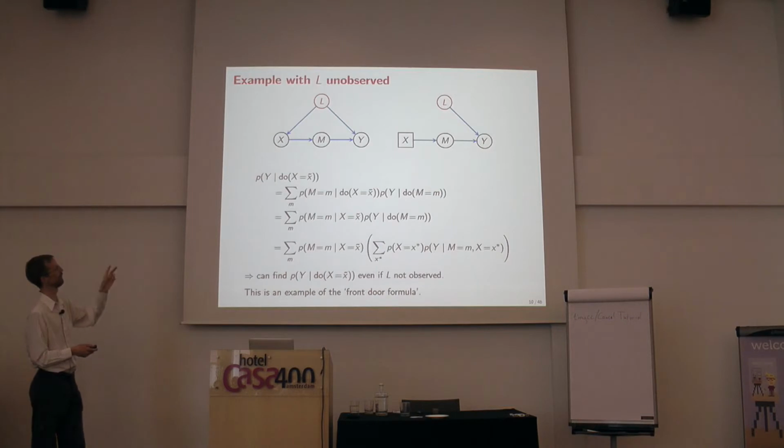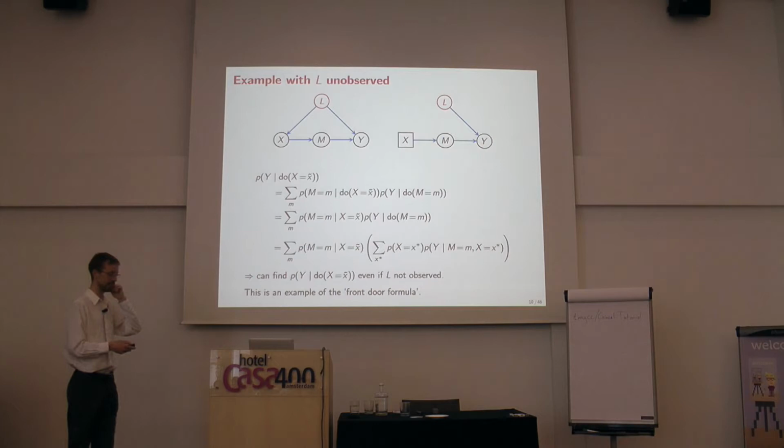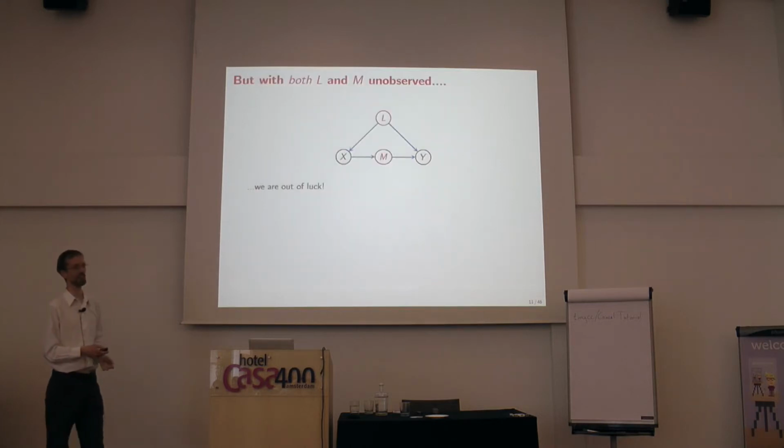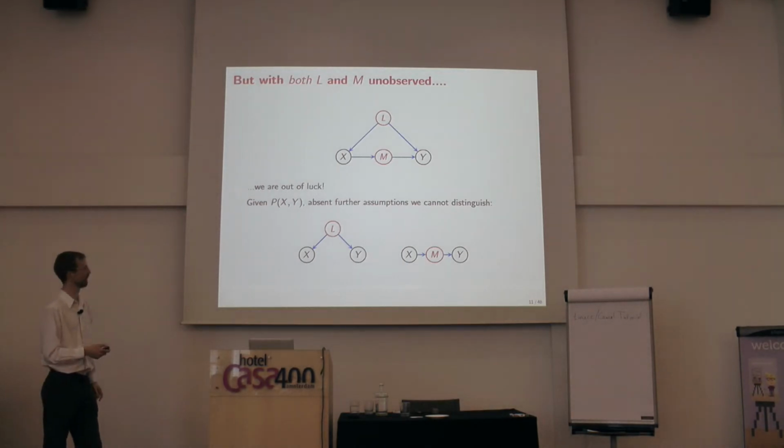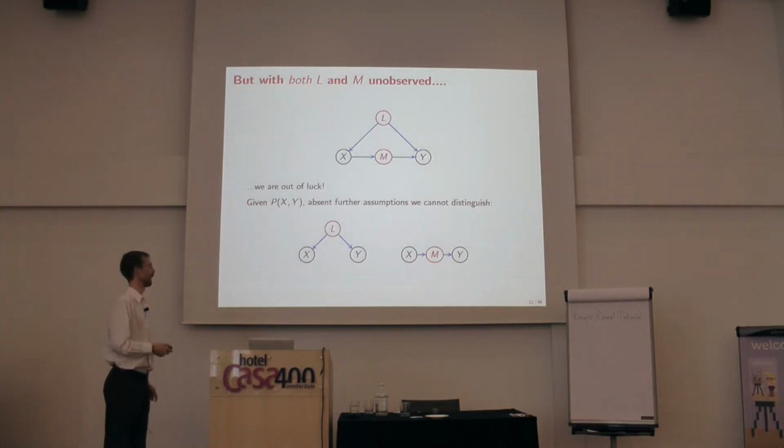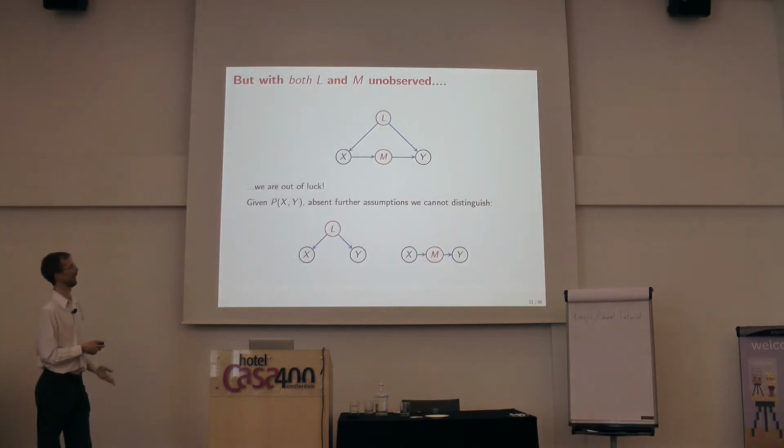So far so good. We've seen if we don't observe M, we can still get the effect of X on Y. If we don't observe L, we can get the effect of X on Y. But obviously, not every story is going to have a happy ending. If we don't observe either L or M, then we're out of luck, because I'm just giving you a joint distribution over X and Y, and clearly we can imagine at least two possibilities. One being that X has no effect on Y, and the dependence is entirely due to confounding, the other being that there's no confounding. This is what's going on.